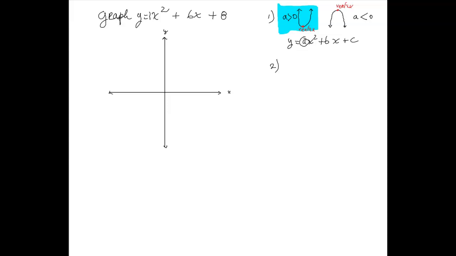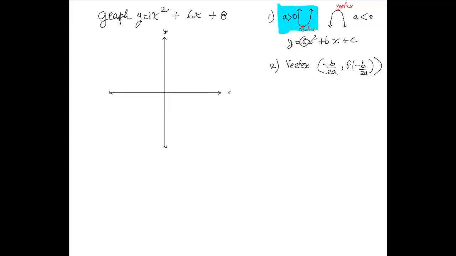The vertex has a simple formula, which is negative b over 2 times a, and that's for the x coordinate. And once you find the x coordinate, you can plug it into the function, f of negative b over 2 times a. If you don't understand this, I will explain it right now. If I'm using this formula, then what is b? It's positive 6. What is a? It's 1. And the negative is part of the formula.